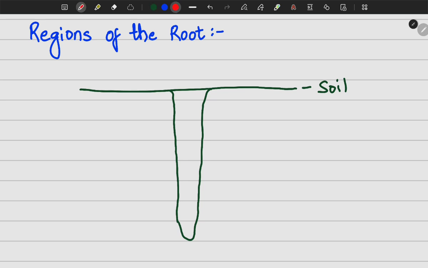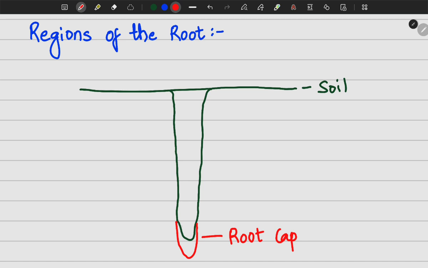At the bottom of the root, we will find a cap-like structure which is called root cap. It is a thimble-like structure which protects the apex of the root. The apex of the root is very soft, and hence it needs to be protected when the root digs into the soil. So this is the bottommost part of the root, which is the root cap.